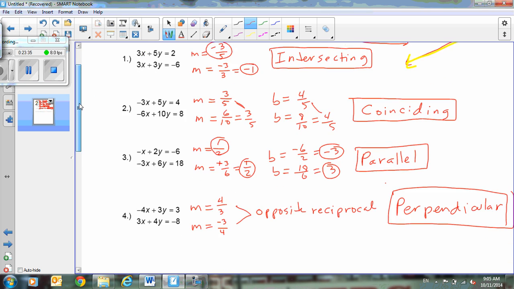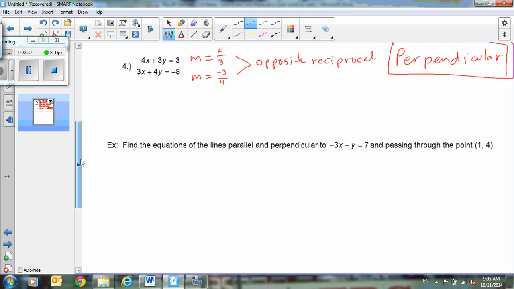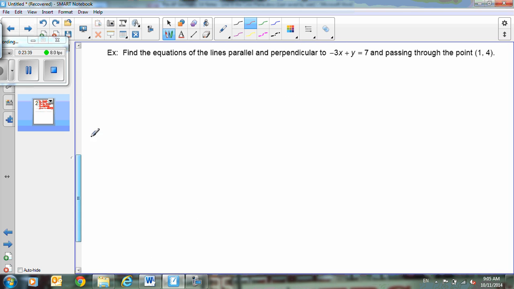Okay, let's work one more example together. This one says, find the equations of the lines parallel and perpendicular to this line and passing through the point (1, 4). All right, so this is a two-part problem. We're going to first find the equation of the line, in slope-intercept form, that's parallel to this line.